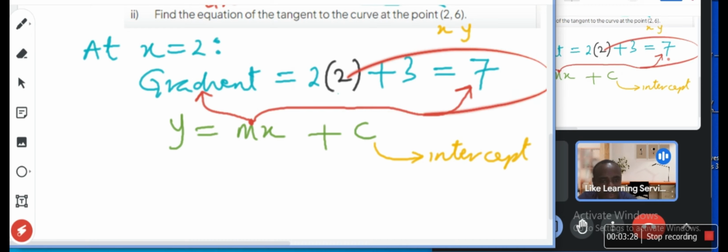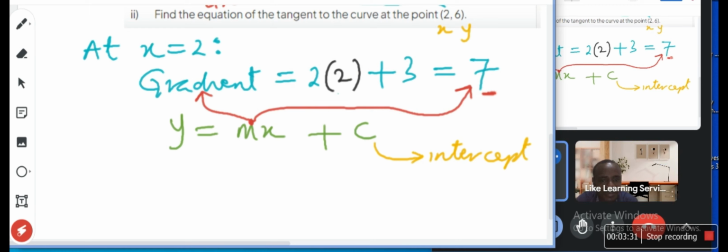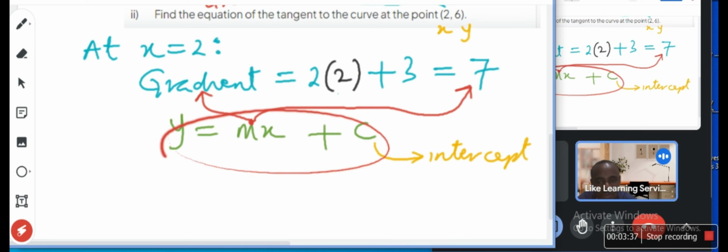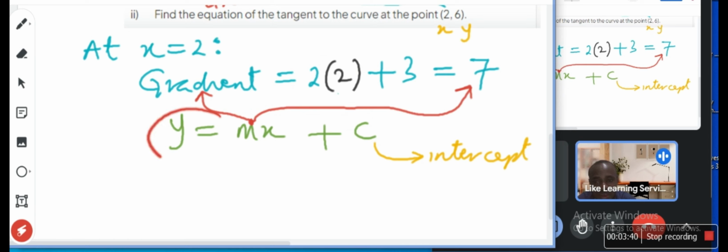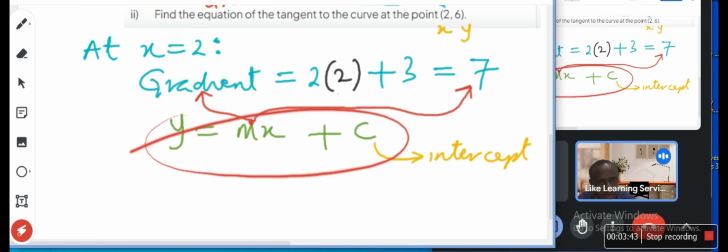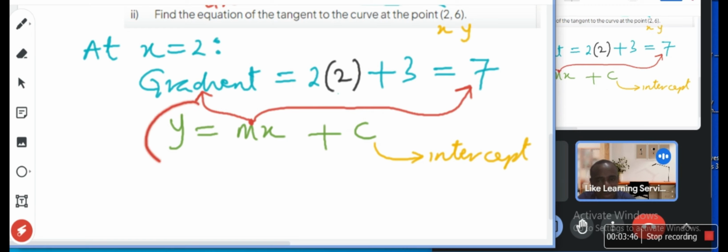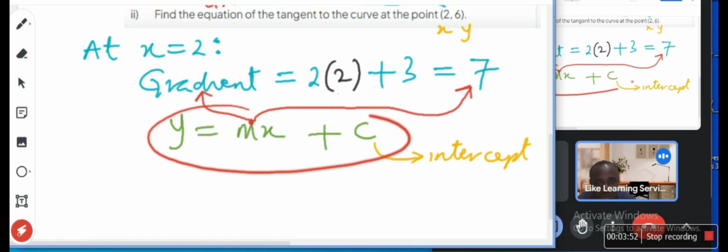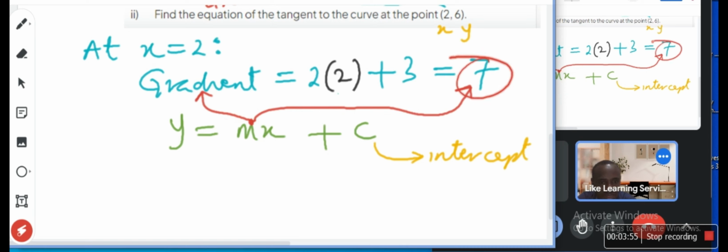We found the gradient to be what again? 7. Good. So we are plugging all of this into the general equation of a straight line, y equal to mx plus c. Have you not come across this before? Yeah, y equal to mx plus c is the general equation of a straight line. M stands for the gradient, so we represent m with 7. X, we use the value of x. What's the value of x there? 2. Y, we use the value of y there? 6. So let me write it down again.